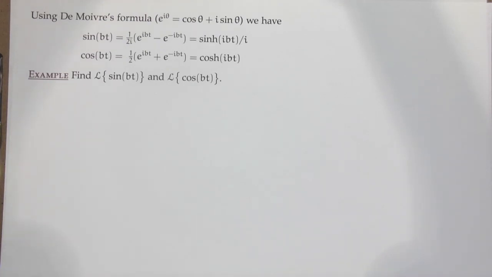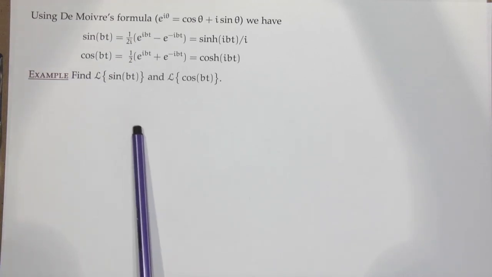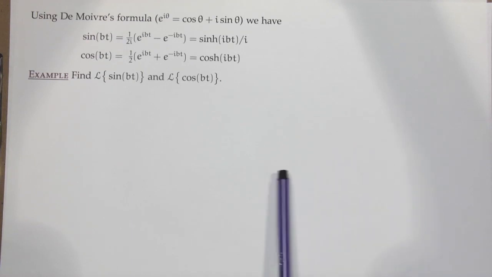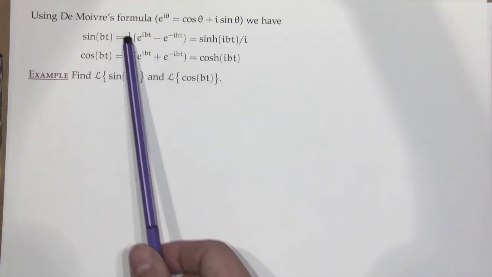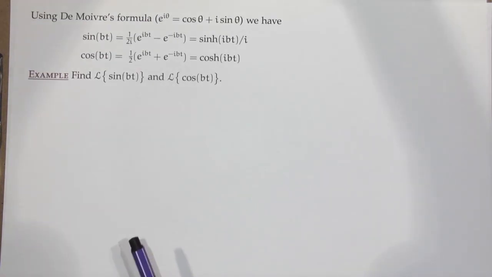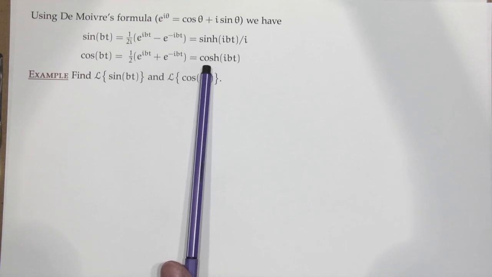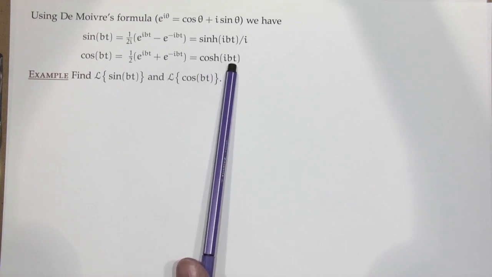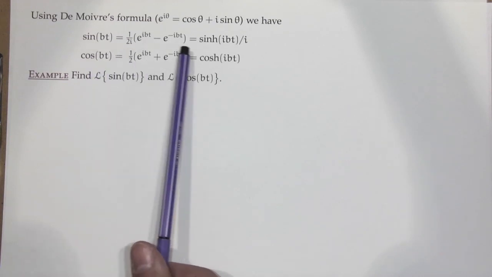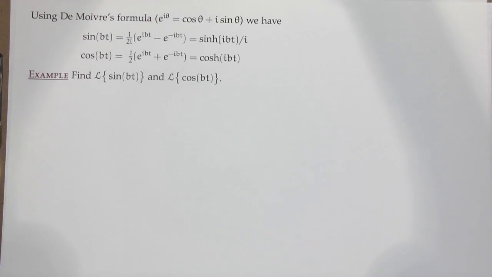And so, how do we use that? Well, what it really says is this function called cosine, which oscillates up and down, and this function called cosh, which looks like a hanging chain, are actually the same function. But what we're seeing is two different perspectives on it. So the cosine of bt is the same as the hyperbolic cosine of ibt. Sine of bt is hyperbolic sine of ibt divided by i. So this is just a different derivation.